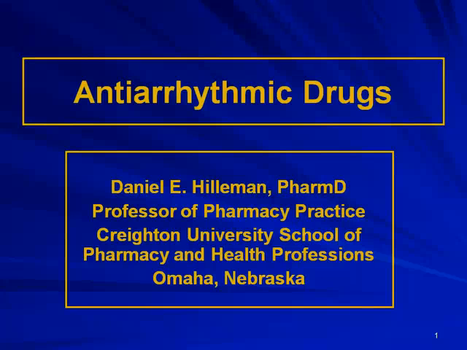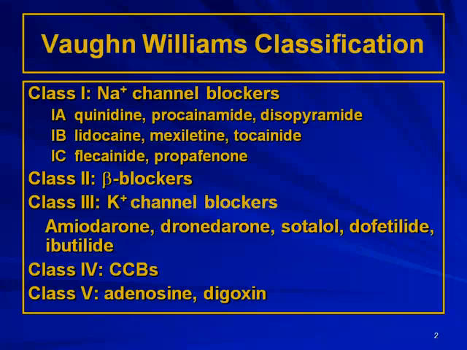slide numbers. So the first lecture on antiarrhythmic drugs, the first slide is a title slide, so if we could move to slide 2. What you see on slide 2 is a summary of the Vaughan-Williams classification scheme. This is a classification that's been used for over 3 decades and was originally based on electrophysiologic properties of the antiarrhythmic drugs in the laboratory setting.